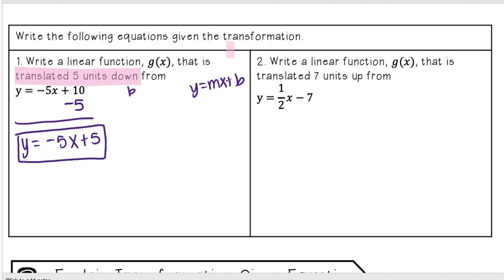Okay, let's try another one. Now this one says to write a linear function g of x that's translated 7 units up from this one. So again, this is my b value. I know that's what's being added at the end. I want to go 7 units up, so that means I'm going to add 7 to my y-intercept, my b. So I'm going to add 7 to this side. And so I get that y is equal to 1/2 x. Well, negative 7 plus 7, that's just 0. And I don't really have to write and add 0 at the end, so I can just write this as y equals 1/2 x.